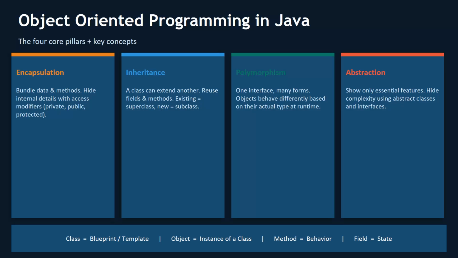Let's look at object-oriented programming, the four core pillars and keyword concepts. So what are the four core pillars of Java object-oriented programming? One is encapsulation. What is encapsulation? We say it bundles data and methods.